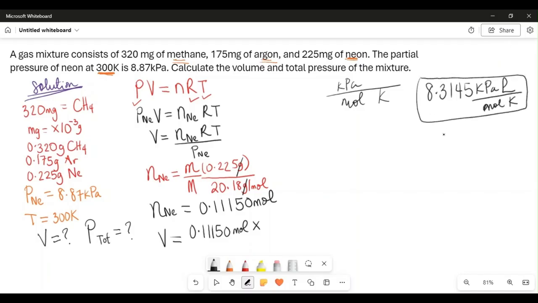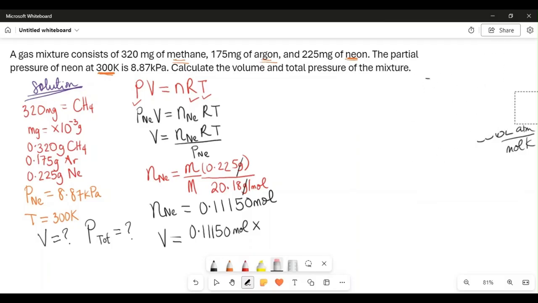This is a gas constant, because we also have the gas constant 0.08206. That one works whenever we're doing liters, atmosphere divided by mole Kelvin. In this case, we're dealing with kilopascal, so the gas constant is going to be different. So we only have two gas constants, and that's determined by the units that we're given in the question. So in this case, we're going to use 8.3145 kilopascal times liters divided by mole Kelvin.